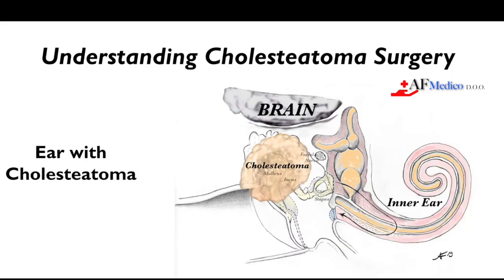Then I'm going to show you the second stage reconstruction that uses the posterior tympanotomy as the route to place a PORP, or partial ossicular reconstruction prosthesis. Now after that, we're going to see a video that was from a much more extensive cholesteatoma that had extensive involvement of the meso and hypotympanum.